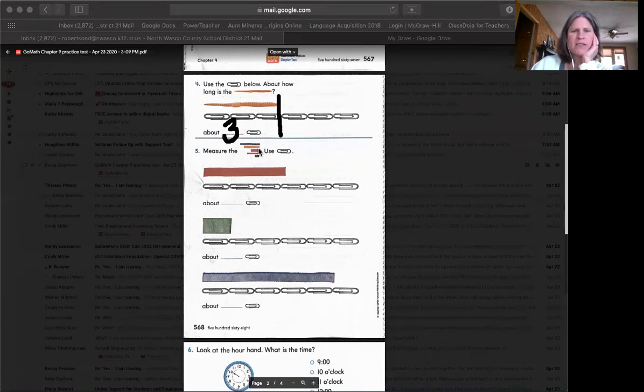Next one. Measure the things. Use your paper clips. Okay, so here they started at the same spot, and then this ribbon goes up to about here, which goes into the next paper clip, but it's not a lot of it. So I'm just going to count these, and here there's 3 paper clips. So I'm going to say that's about 3 paper clips long. This one ends here. It goes into the next paper clip, but I'm not going to count that one. I'm going to say it's just 1 paper clip. And then this last one ends right here. Let's count those. 1, 2, 3, 4, 5. 5 paper clips.